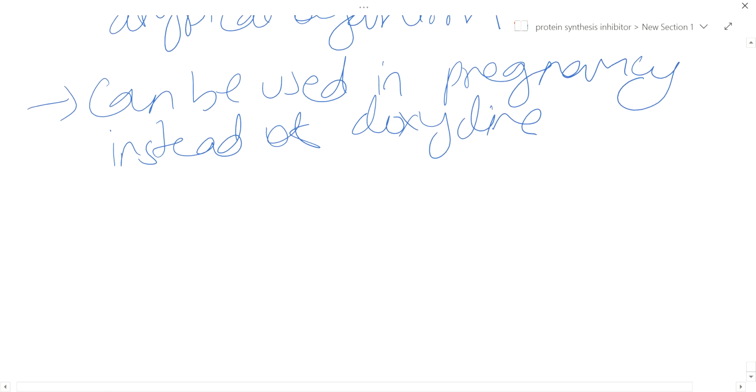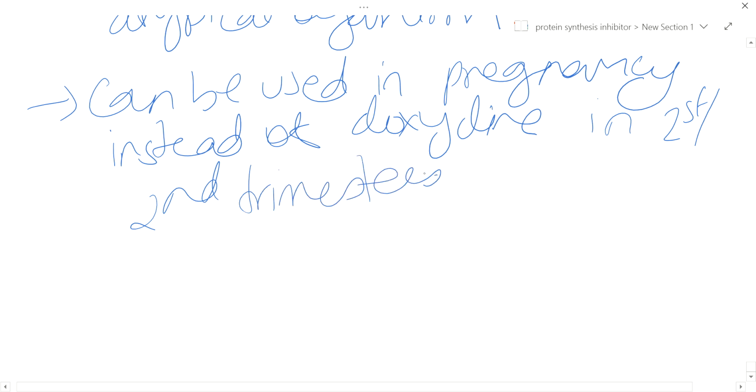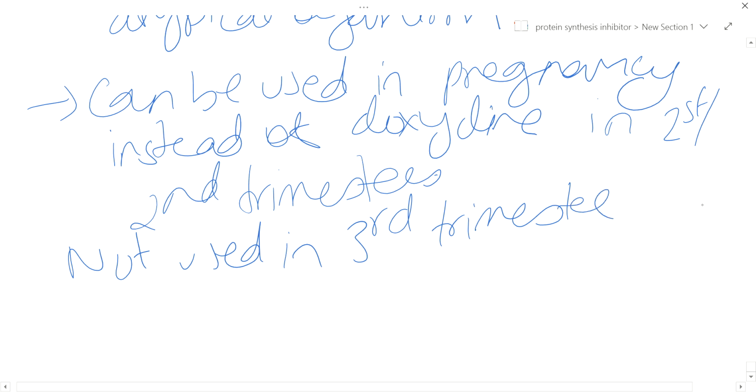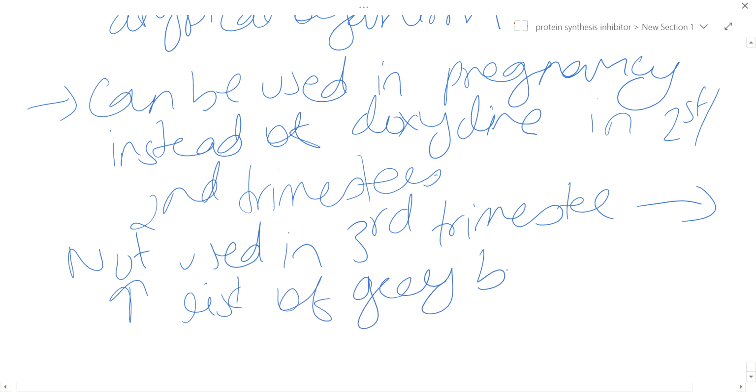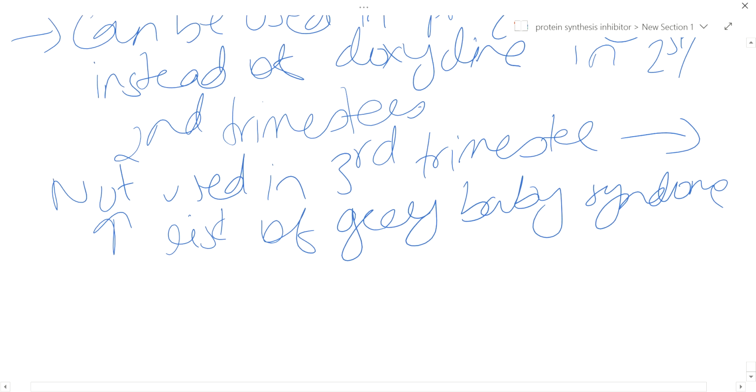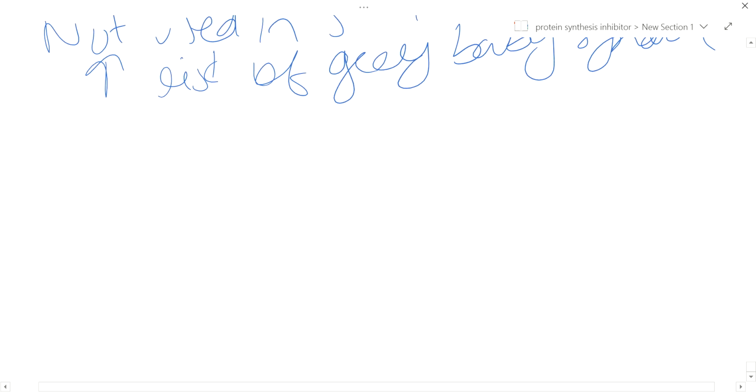But it is safely used in pregnancy only in the first and second trimester. It is not used in the third trimester because there is an increased risk of developing gray baby syndrome. So chloramphenicol is used in the first and second trimester, but not in the third trimester.